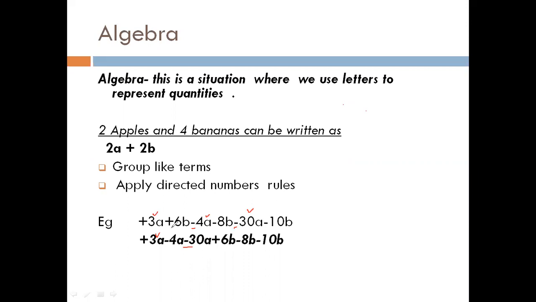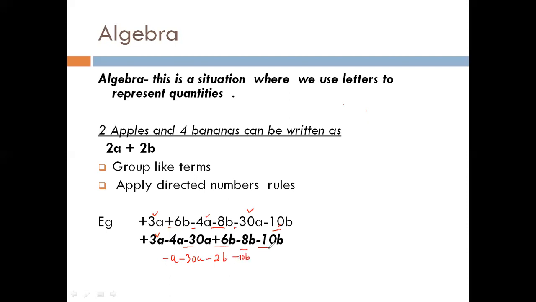Then we start with the b's. We have 6b, it's plus 6b, please. You take plus 6b. Then you find minus 8b, you take minus 8b, the number with the sign, then minus 10b. Then you simplify. You work two by two. In algebra, 3a plus minus 4a, we get minus a, and then minus 30a. Then for the first two b's, plus 6b minus 8b, we get minus 2b, minus 10b.